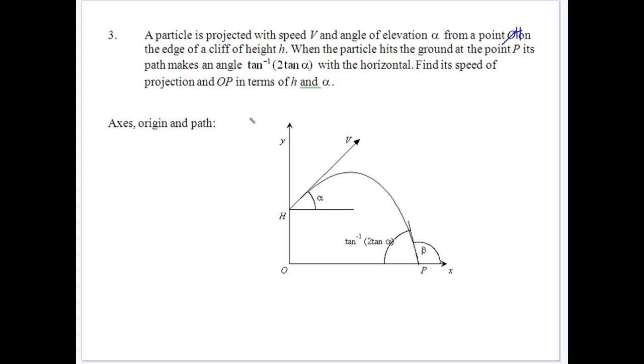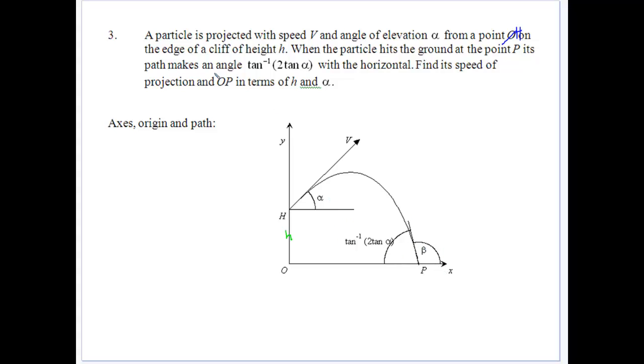Now, a question this time. We've got a particle that's projected from H at an angle alpha and at a velocity v, and it's hitting at a point P, and it makes this angle here, inverse tan of 2 tan alpha. We want to find its speed of projection and OP. So we want to find what's its speed, so v there, and what's the distance there, OP, in terms of H and alpha. So the H, which is the height there, and alpha. So we want to work out that.